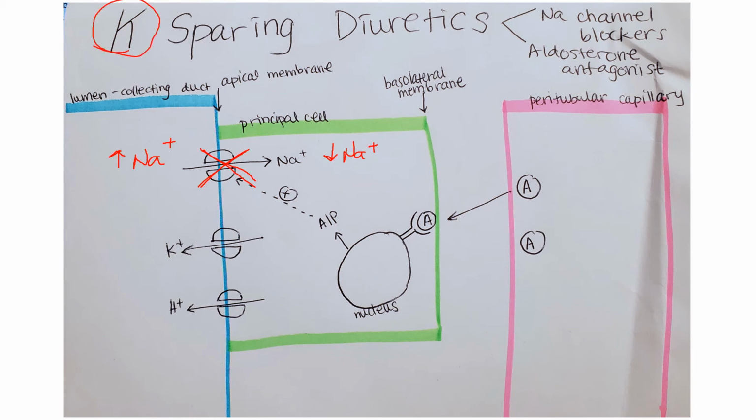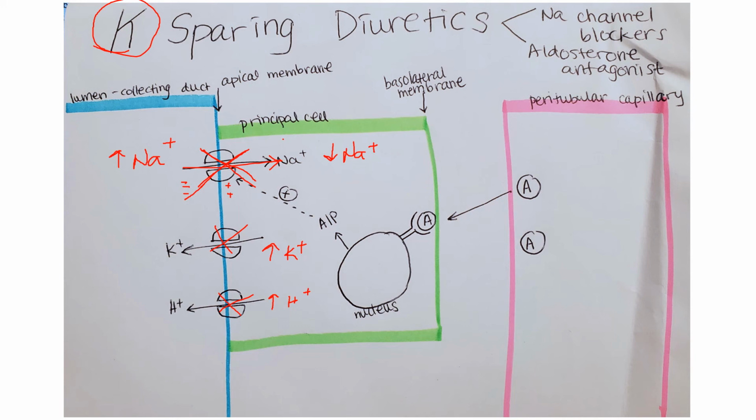So if our sodium is not reabsorbed here, then we don't create that transepithelial potential difference, remember? We don't create that negative luminal charge and that positive charge inside the cell. We don't create that because we don't reabsorb sodium. So that means that our potassium and our hydrogen ions are actually not excreted back out in the filtrate. They remain in the principal cells, so their concentrations here stay elevated. They just stay inside the principal cells and they don't get excreted out.